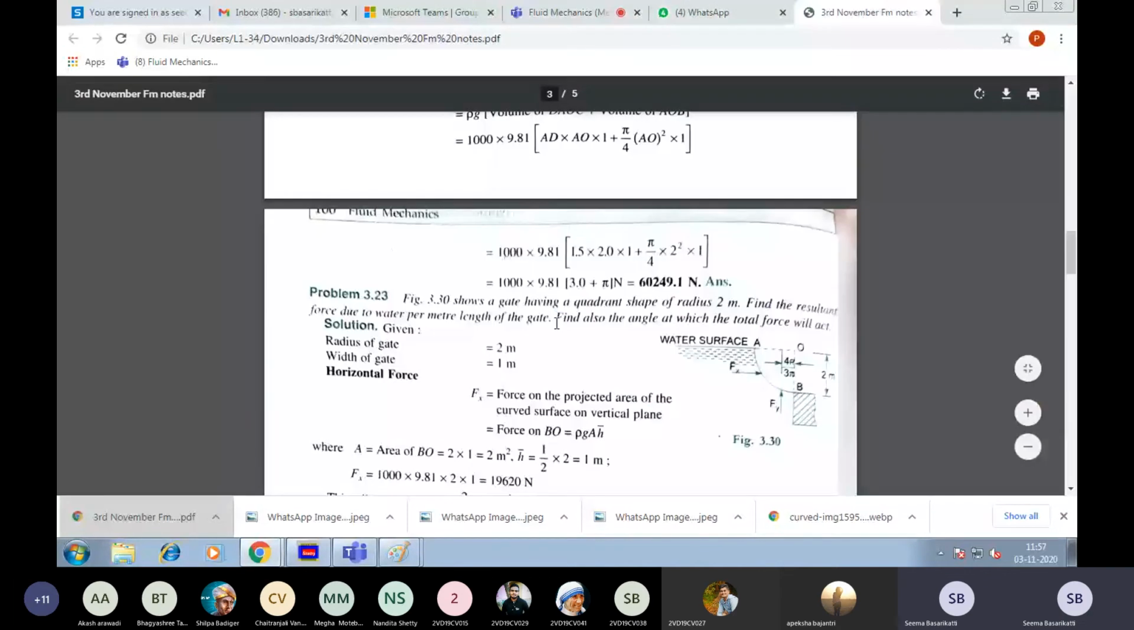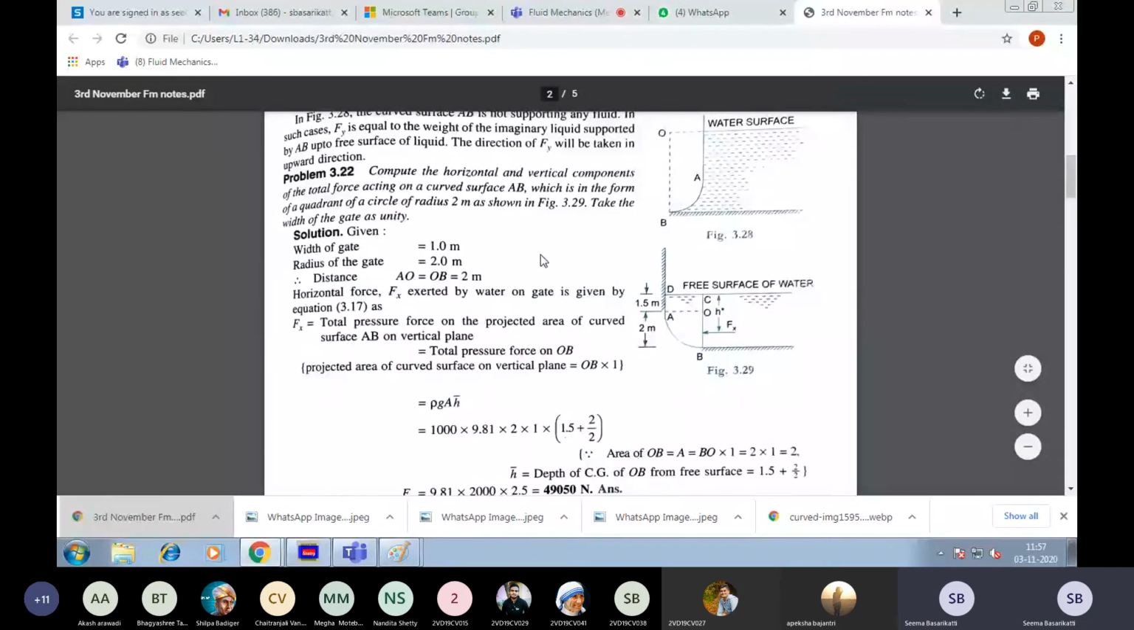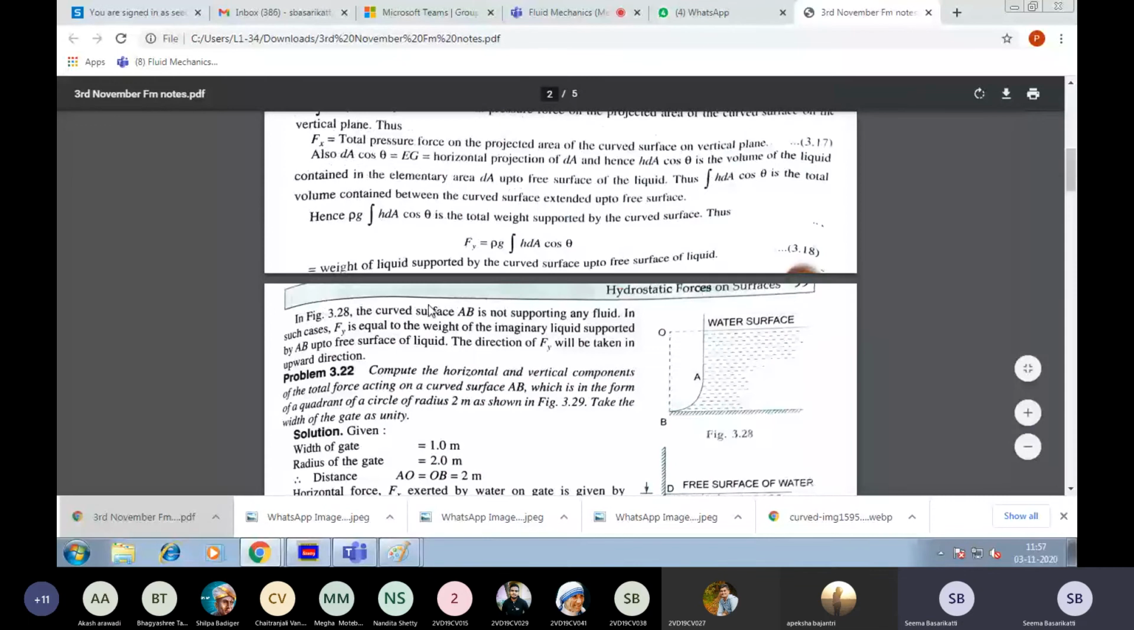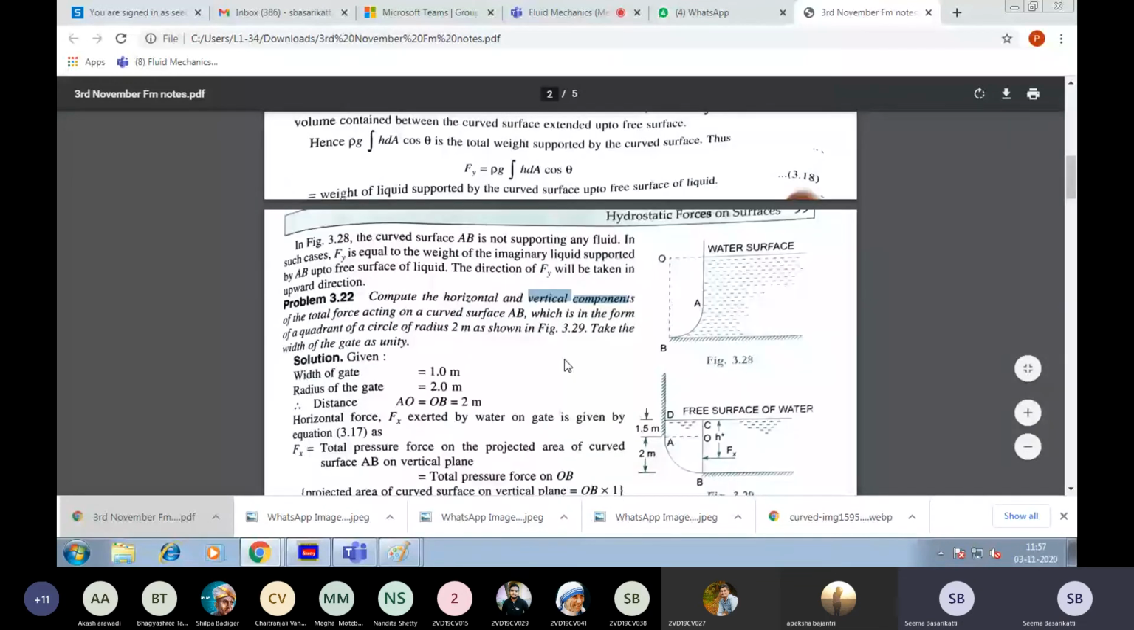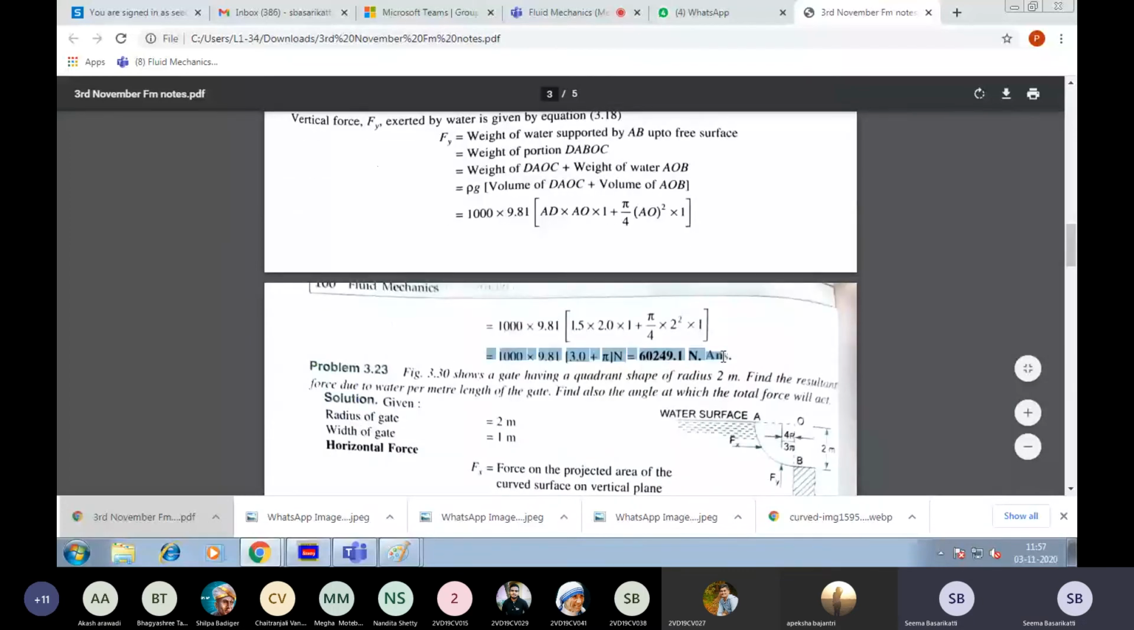Okay, so here it is 1 meter. Since they have asked you to identify only the horizontal and vertical components, this is the horizontal component and this is the vertical component. Understood? Are there any doubts in this?